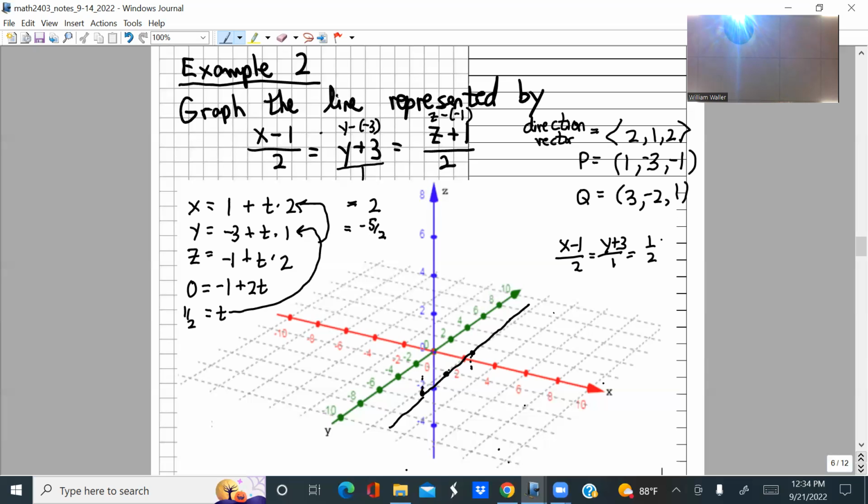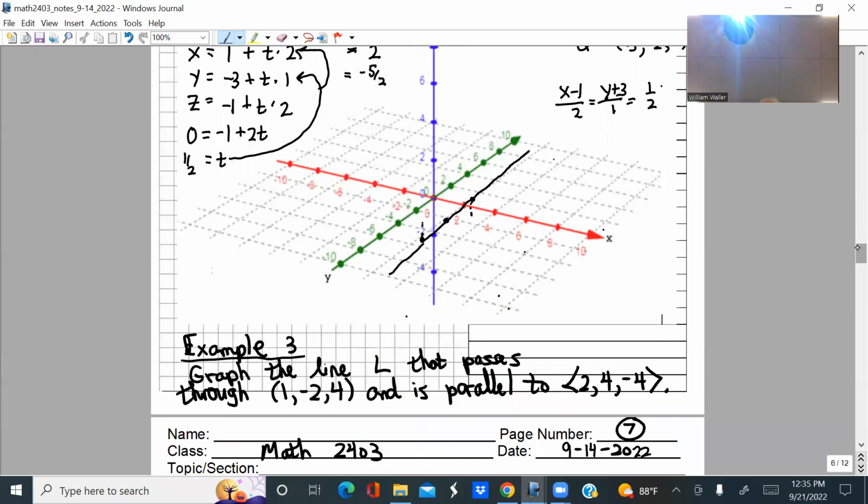Is that where you said? Yeah, you're pretty darn close, right? Okay, there it is. Yeah, I think in our picture we got it pretty good, right? So where it crosses the xy plane is 2, -5/2 and 0 for z, right? Not 1/2, right? 0 z. Okay. Well, that was kind of a little bit of a detour there.